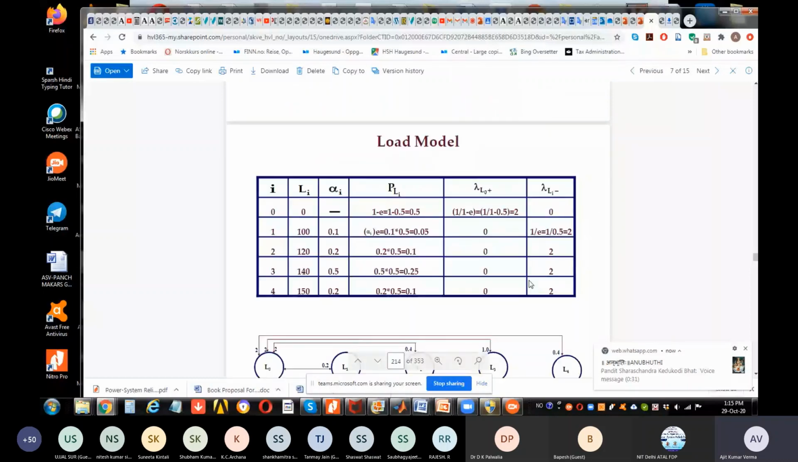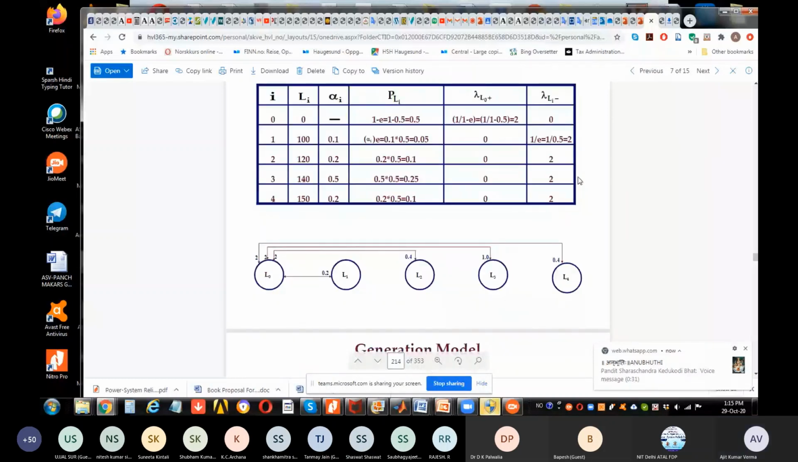Now let's represent it by Markov models. So L0 to L1, L0 to L2, L0 to L3, L0 to L4. So what about the transition rates? From L0 to L1, that's 0.2, that's 0.4, and that's 1, and that's 0.4. So that is these calculations that we have.